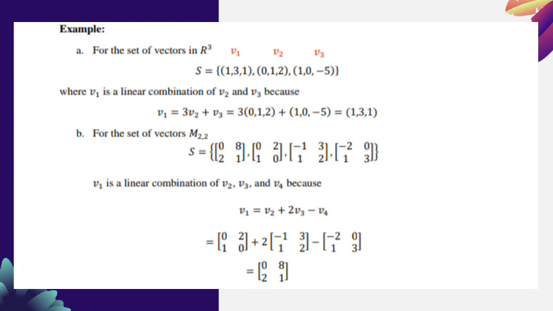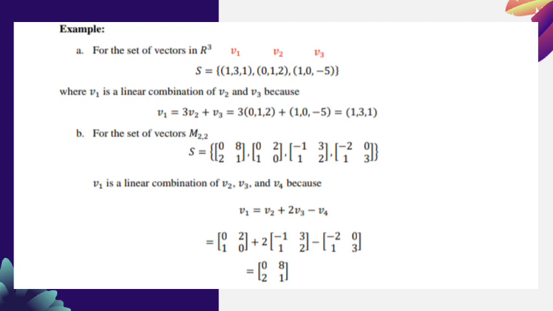For example, letter A, for the set of vectors in R3, S equals (1, 3, 1), (0, 1, 2), and (1, 0, -5), where V sub 1 is a linear combination of V sub 2 and V sub 3, because V sub 1 equals 3 V sub 2 plus V sub 3 equals 3 times (0, 1, 2) plus (1, 0, -5), which is equal to (1, 3, 1), which is the V sub 1.